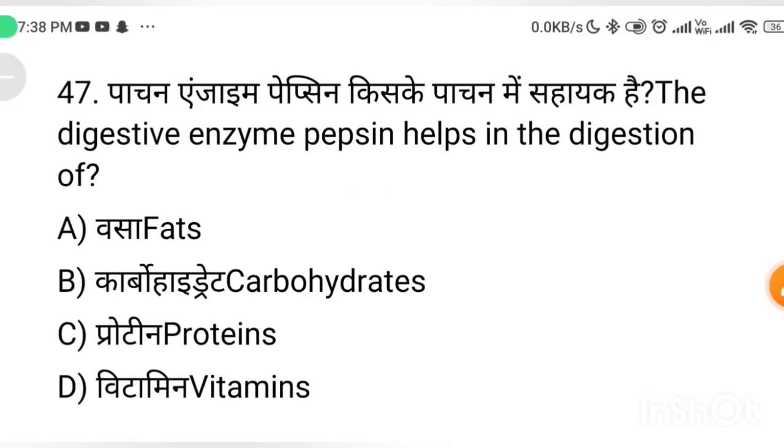Next question. The digestive enzyme pepsin helps in the digestion of option A, fats. Option B, carbohydrate. Option C, protein. Option D, vitamins. Correct answer is option C, proteins.